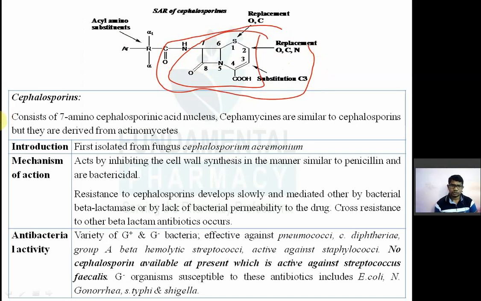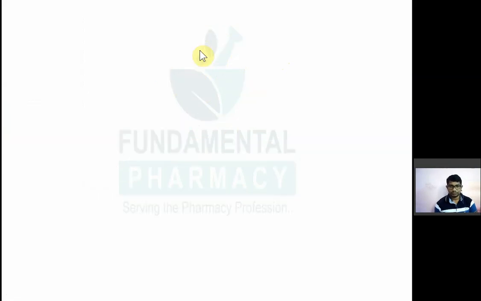Now cephalosporins consist of a 7-aminocephalosporanic nucleus, not a 6, because here 6 members will be there. So 1, 2, 3, 4, 5, 6 and this is 7. So 7-aminocephalosporanic acid. These cephalosporins are derivatives of 7-amino.